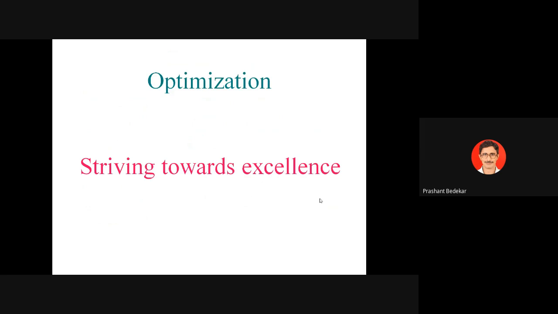We can say that this is the vision of optimization. Nowadays we are very habituated to vision and mission. Because of NBA and NAAC, we are all used to writing vision and mission. What is the vision of optimization? Striving towards excellence. Trying to find the best solution, trying to find the best answer. That is the logo or vision statement of optimization.